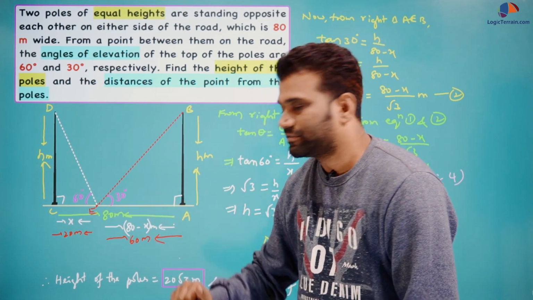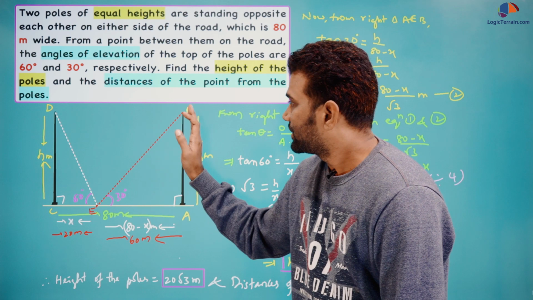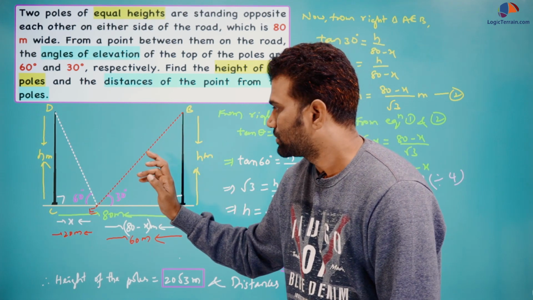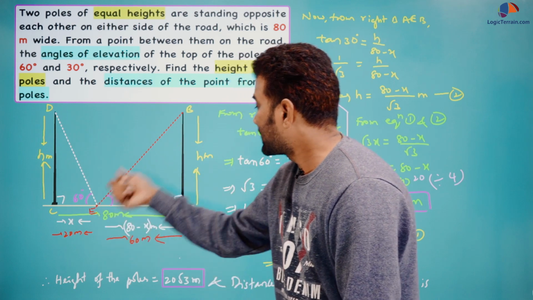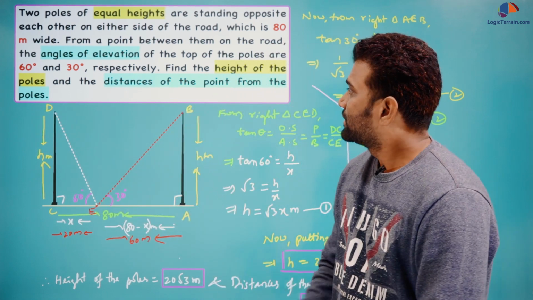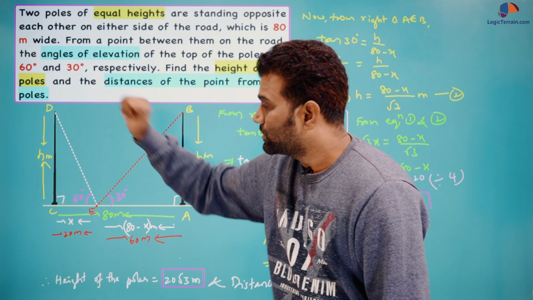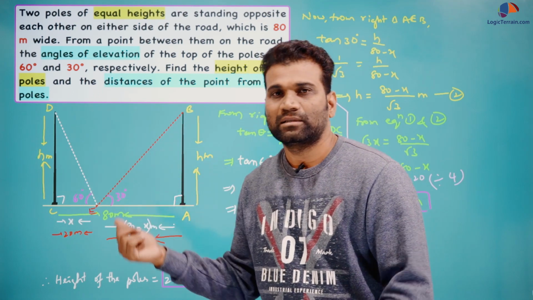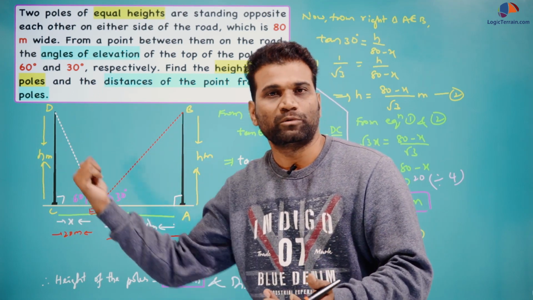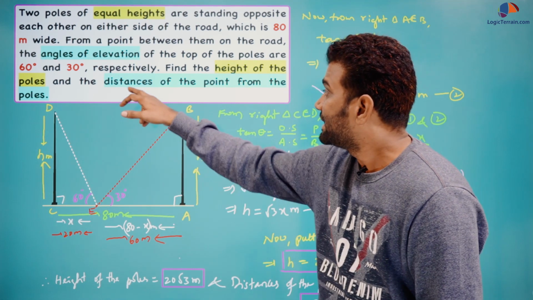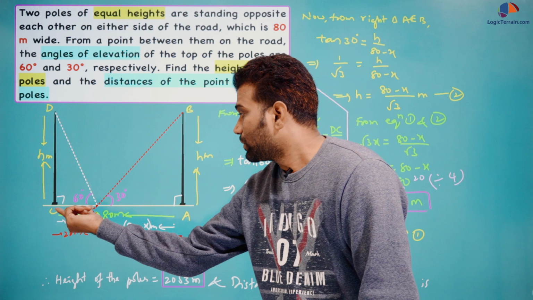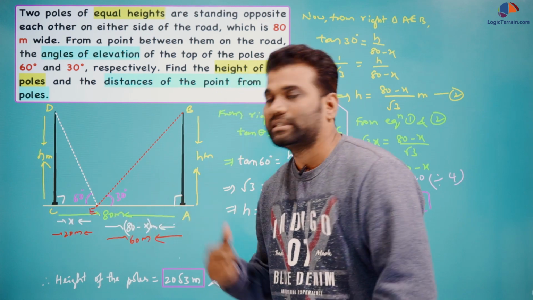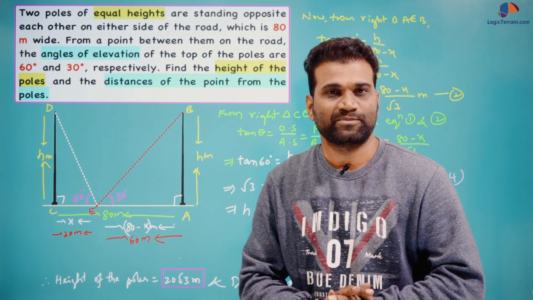So from the point between them, the angles of elevation to these two poles, in other words towers as well, okay. So one is 60 degrees, another one is 30 degrees. Then find the height of the poles. So anyhow we'll get one height only because both the poles are of equal height, right? And the distances of the point from the poles. So from this point, what about this distance and what about this distance?